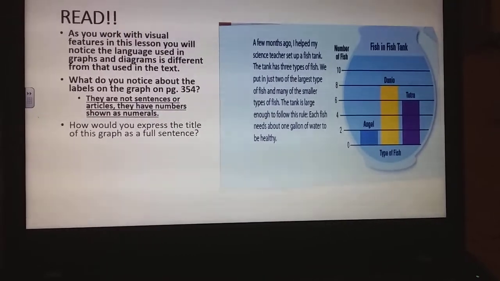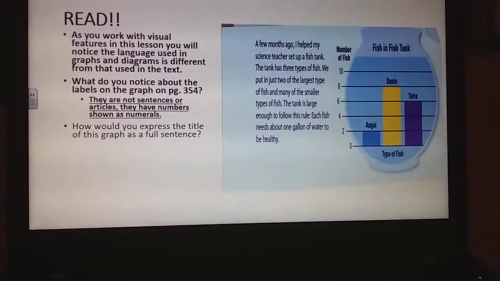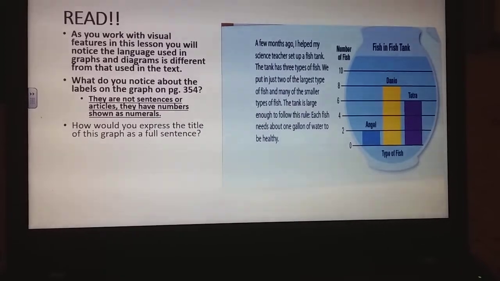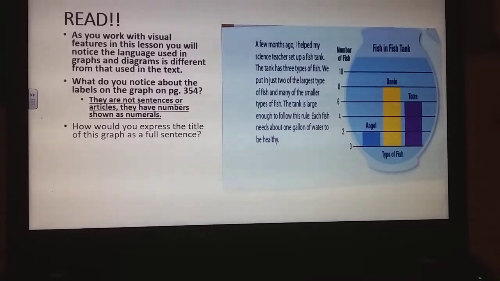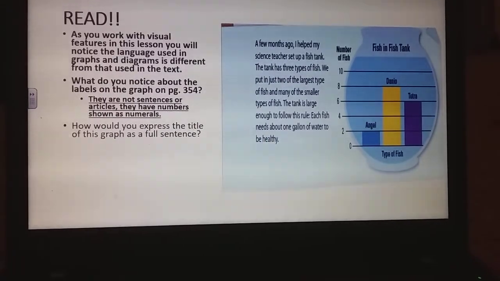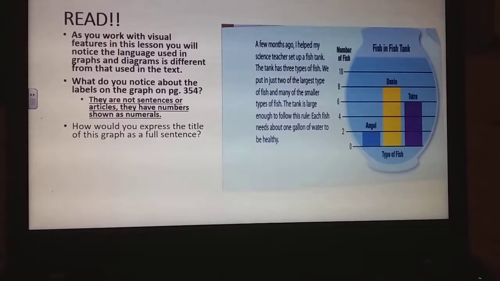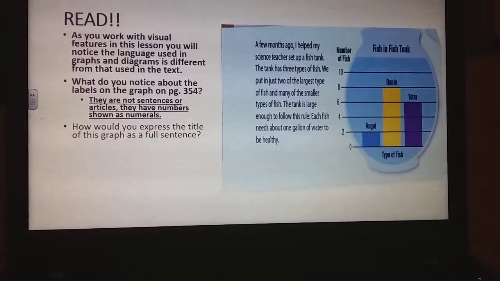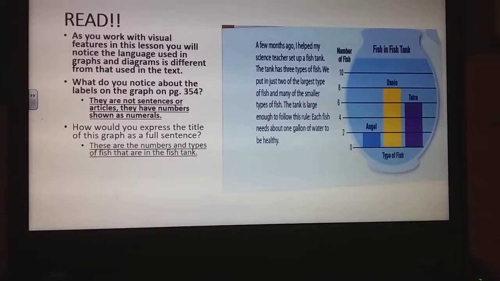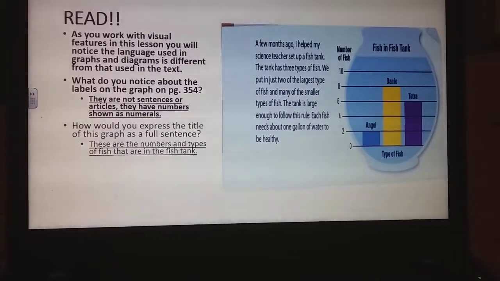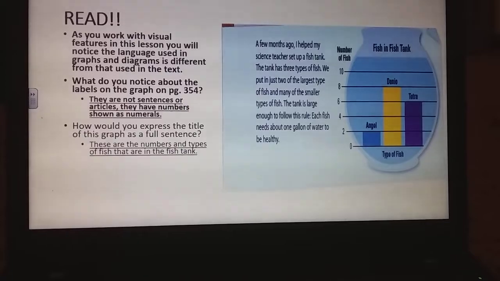Now, if you were asked to express the title of this graph as a full sentence, look at the title. It says fish in a fish tank. So if I asked you to represent that or express it in a full sentence, you could say, these are the numbers and types of fish that are in the fish tank.